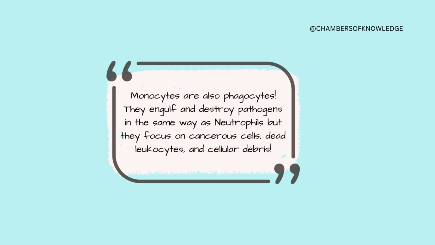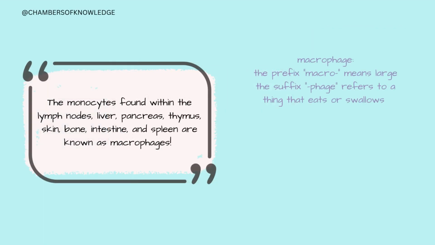Monocytes are another type of white blood cell that make up 3 to 7% of the total number of leukocytes within the body. Monocytes, like neutrophils, are also phagocytes, but monocytes target cancerous cells, dead white blood cells, and cellular debris. The monocytes found within the lymph nodes, liver, pancreas, thymus, skin, bone, intestines, and spleen are known as macrophages.